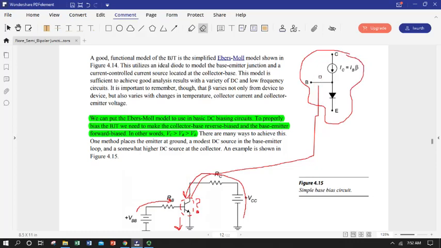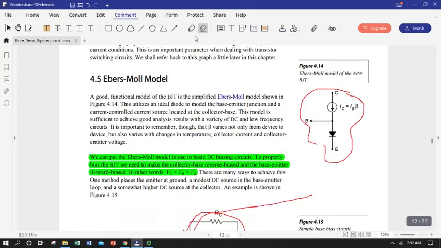This is known as the Ebers-Moll model of a bipolar junction transistor. This is not the transistor. It is a representation of it that produces the same current voltage behavior that the actual semiconductor device does. And this allows us to model our circuit, to make calculations, or to design a circuit that will work with a real transistor.